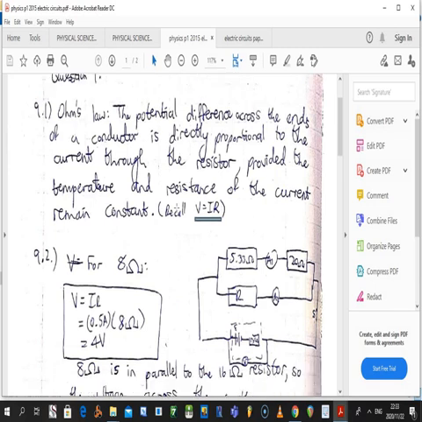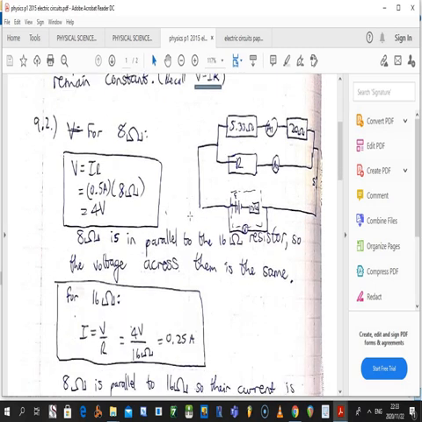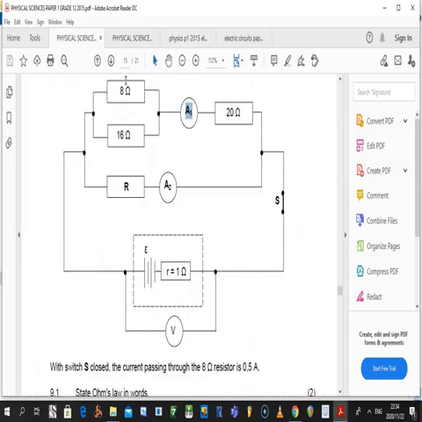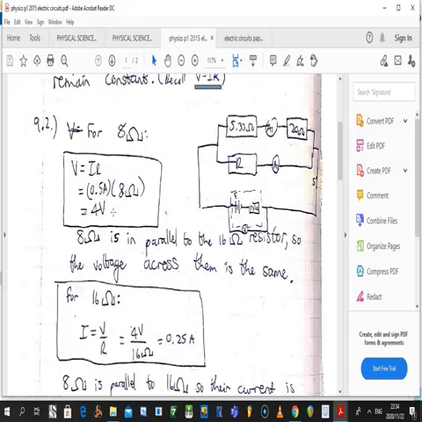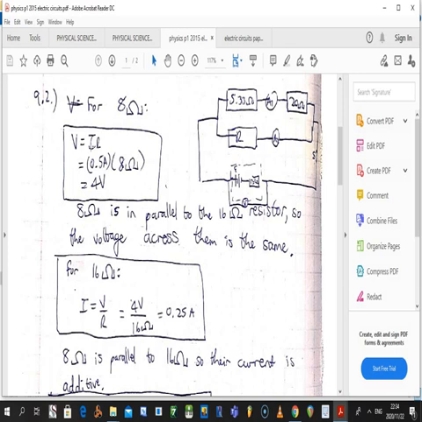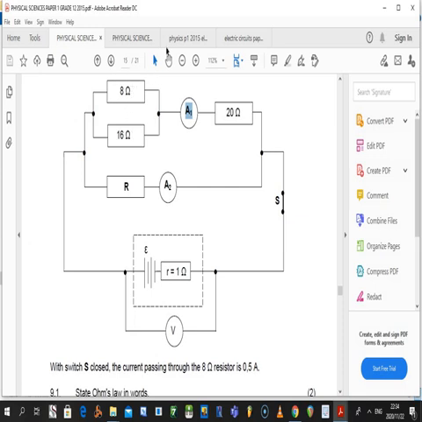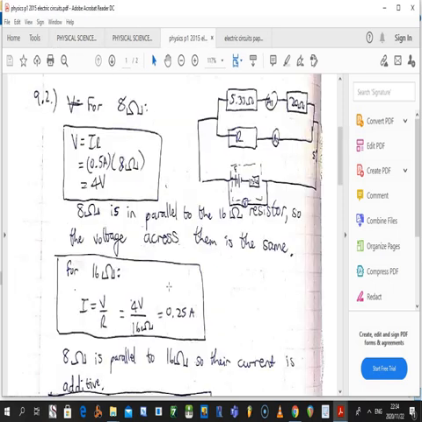So basically, to show you what I've just explained, I've done this. You can find the voltage through the 8 ohm resistor, and that voltage will be the same as the 16 ohm resistor because they're in parallel to one another. So now you will have the voltage and the resistance of the 16 ohm resistor. You can work out the current, and because it's a parallel section, that current is additive, so you add them together to find the total current in this parallel section.